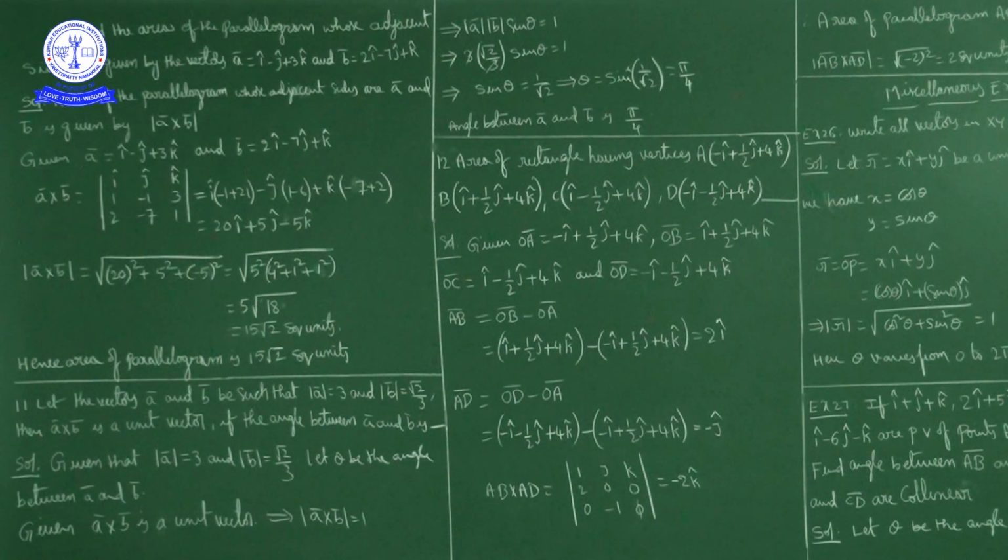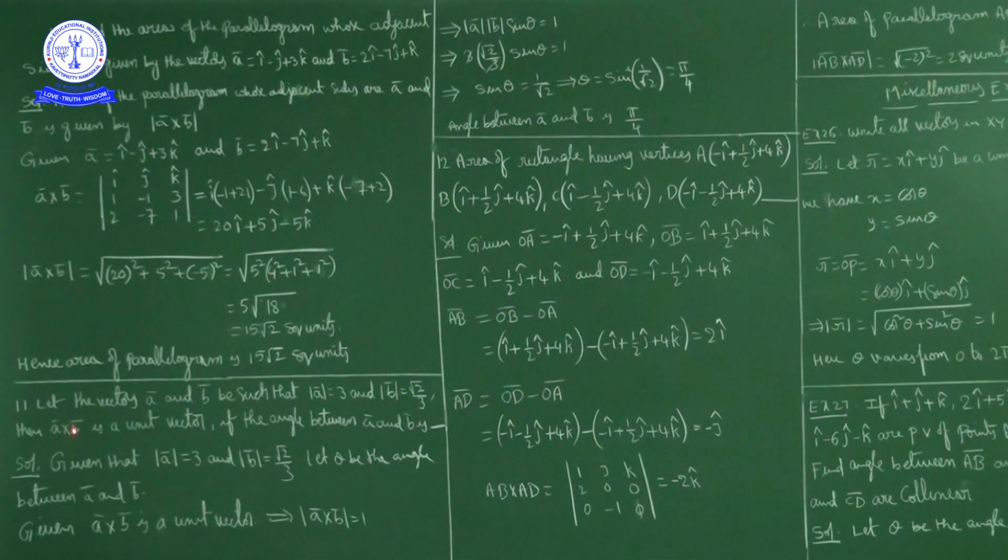Question number 11. Let the vectors a bar and b bar be such that magnitude of a bar is 3 and magnitude of b bar is square root of 2 by 3. Okay, magnitude of a bar is 3, magnitude of b bar is square root of 2 by 3.